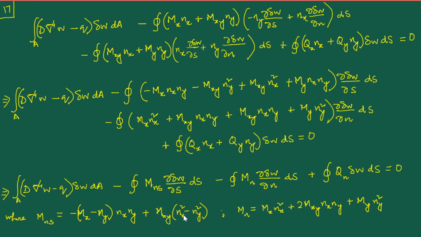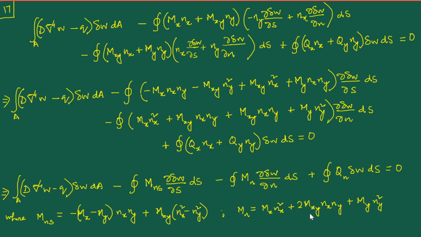Okay, so what are these two relations? Why am I writing like that? You see, even though these terms, mx, mxy, my, are the moments, they are defined, if you go back to the previous slides, in terms of the stresses. So this is coming from the sigma x, z dz integration from minus h by 2 to h by 2. Similarly, this is coming from the sigma yy term, and this mxy is coming from the sigma xy term.